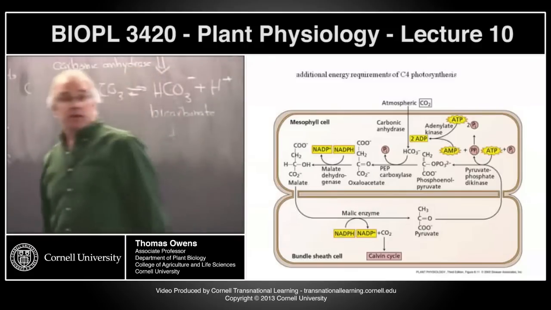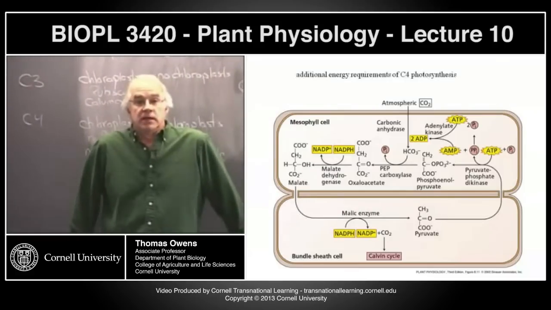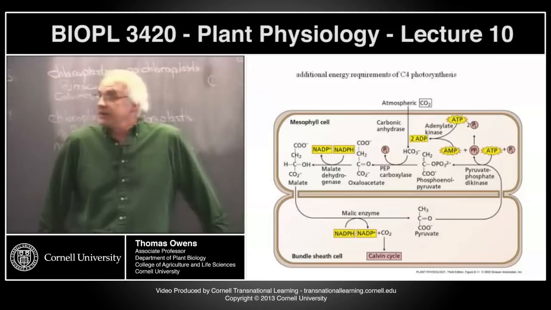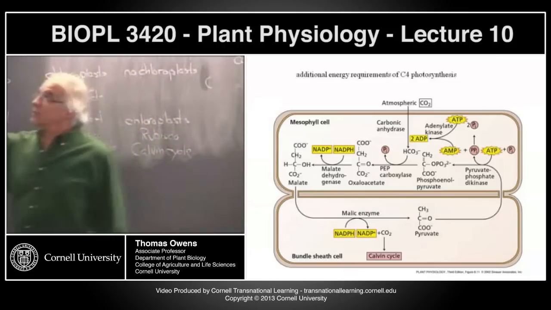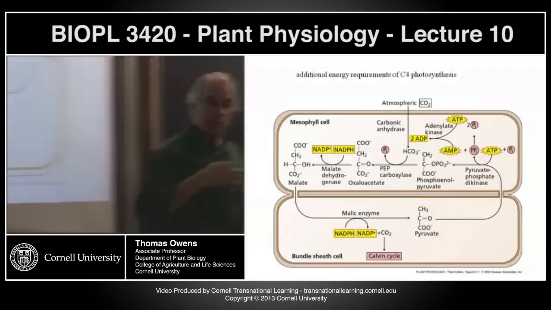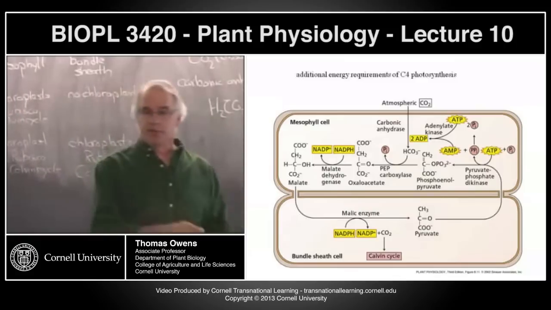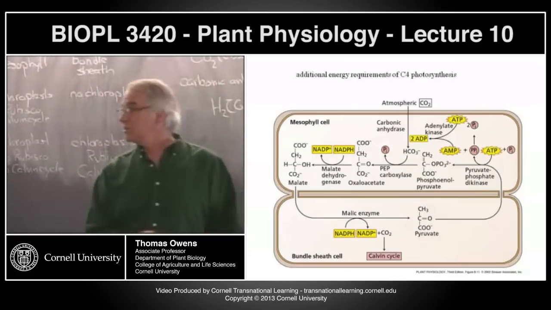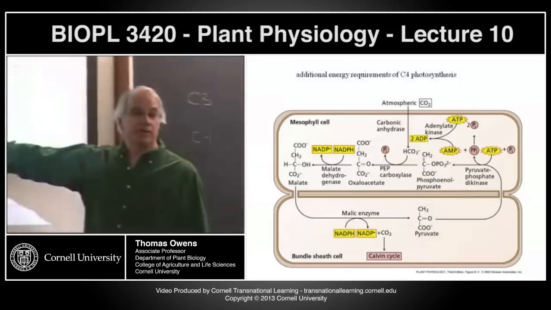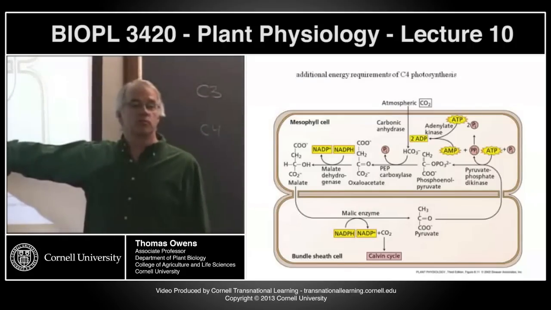So the other part of the story that we mentioned was getting rid of oxygen. And I'm not going to go into a lot of details about this, but the chloroplasts in the mesophyll cells are normal chloroplasts. They have both photosystem 1 and photosystem 2. They produce ATP and NADPH. In the bundle sheath cells, there's no photosystem 2. Only photosystem 1 in the chloroplasts there.